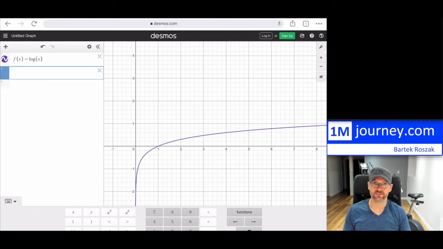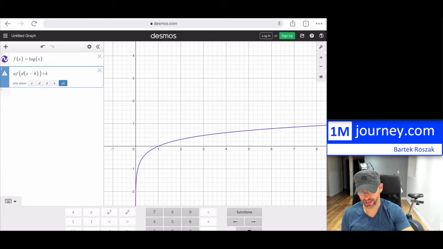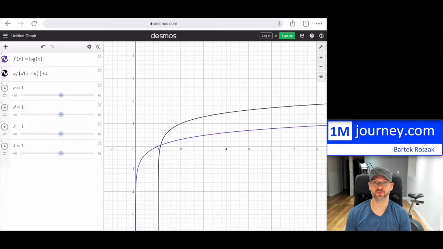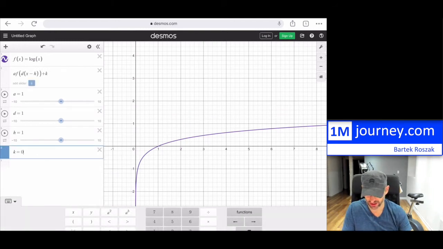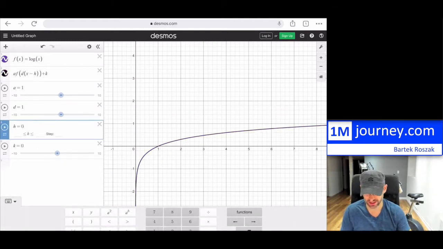So I'm going to have my a multiply the f, times d, x minus my h, and then I'm going to put plus k. And a, d, h, and k are just variables, just some numbers that I'm going to play around with. Notice here it gave me a scale, and I'm going to play around with them between negative 10 and 10. I'm going to first zero off the h and the k because those are the translations.